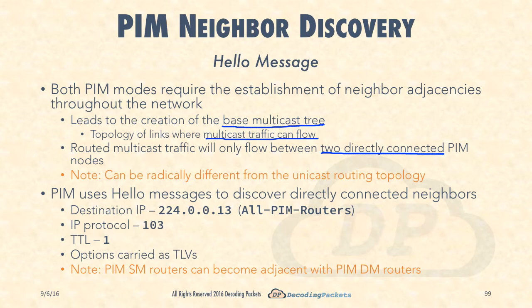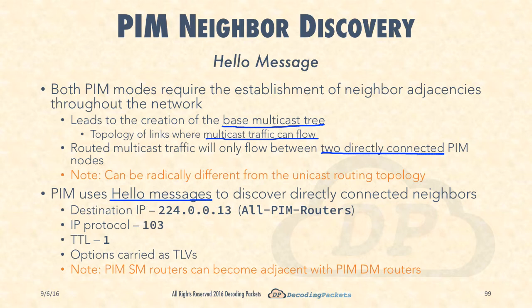Now, how does this neighbor discovery actually take place? This is pretty simple. It uses hello messages, and those hello messages allow the PIM routers to discover directly connected neighbors. Again, directly connected meaning connected at layer 2. They share an IP subnet.